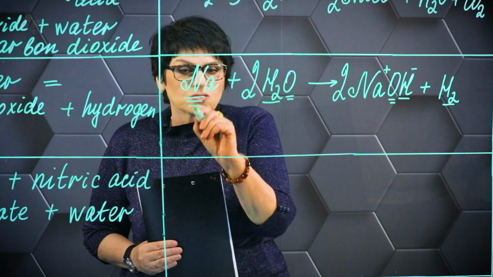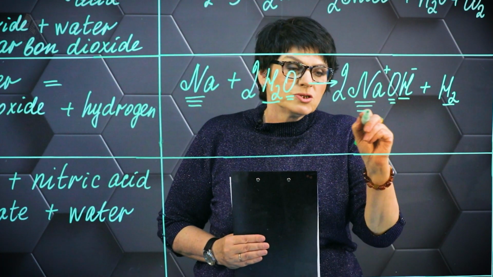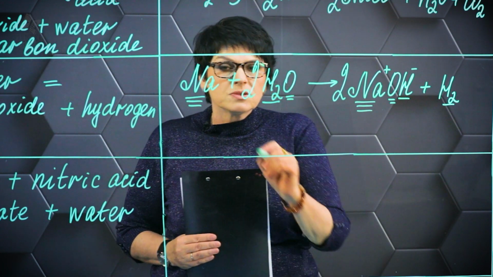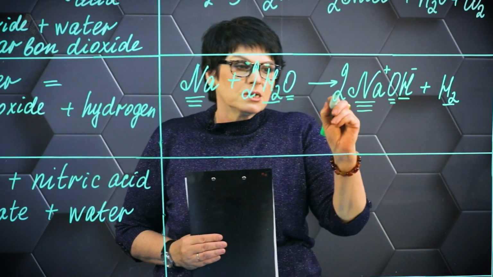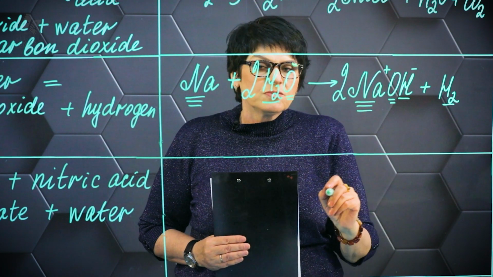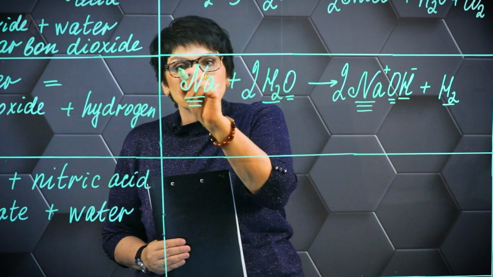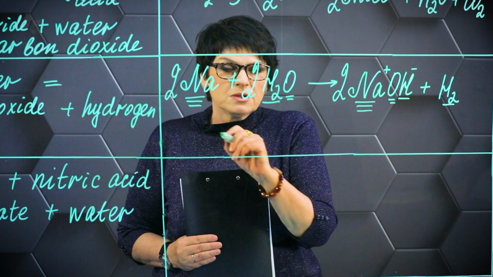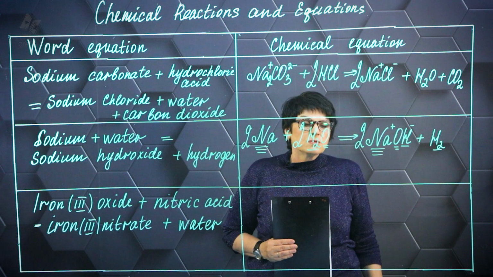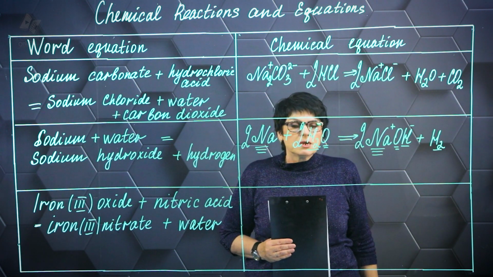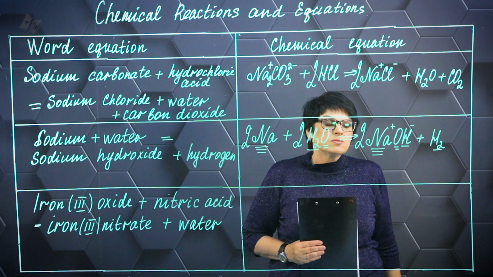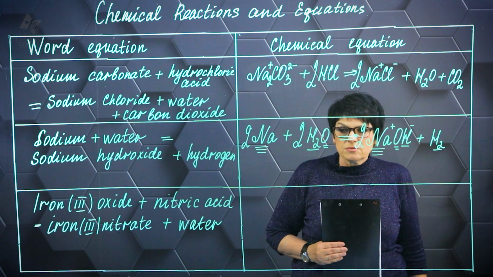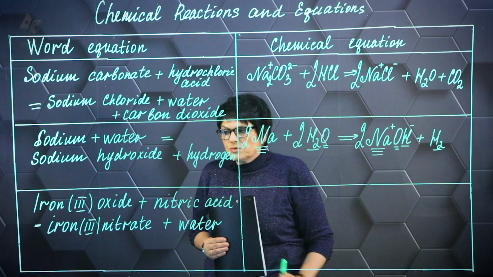Sodium remains. Okay, since this equation is more complex, let's emphasize the alignment sequence. On the left side, there's sodium 1, and on the right side, there's 2 of it. So we'll have to put a coefficient of 2 in front of the sodium formula. Our equation is equated. 2Na plus 2H2O equals 2NaOH plus H2. Moving on to the third example.